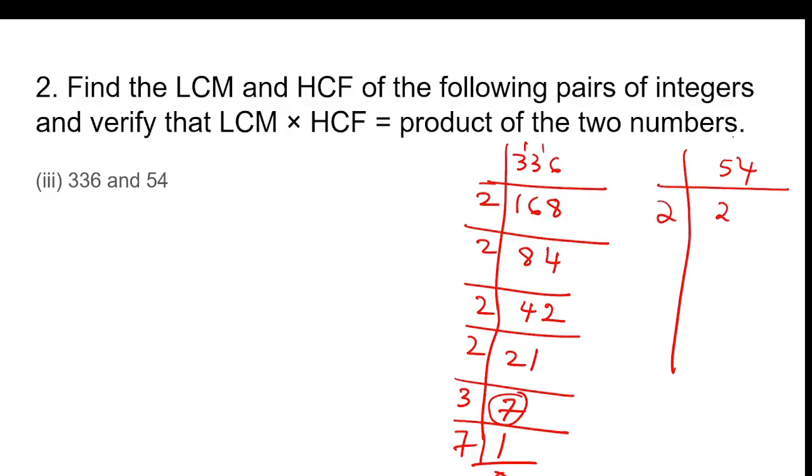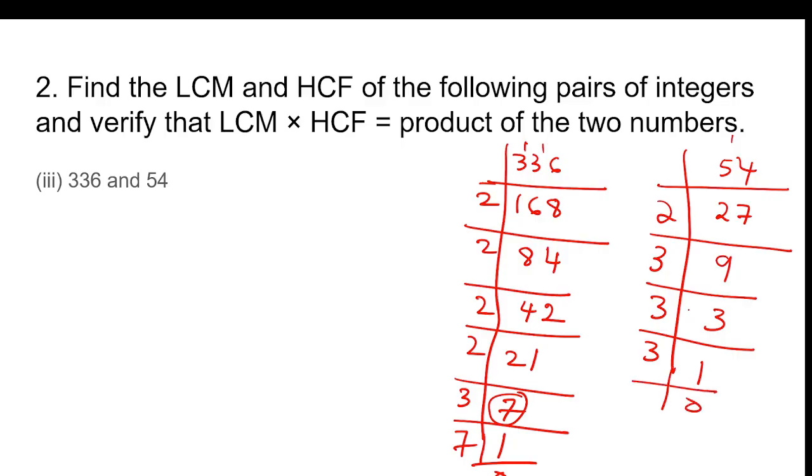2 twos are 4, 2 sevens are 14. Next, is this divisible by 2? No. Is this divisible by 3? Yes, because 2 plus 7 is 9, and 9 is divisible by 3. That means 27 is also divisible by 3. 3 ones are 3, 3 nines are 27. Next, 3 threes are 9. Next, 3 ones are 3. Okay, now I got the prime factors for 54 also.